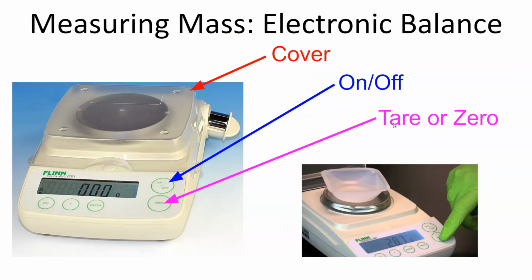So let's take a look at these measurements that we're talking about. We said to get density, you need the mass and the volume. So how do we measure mass? For mass, you're going to use an electronic balance. And here are just some things to point out about the electronic balance.